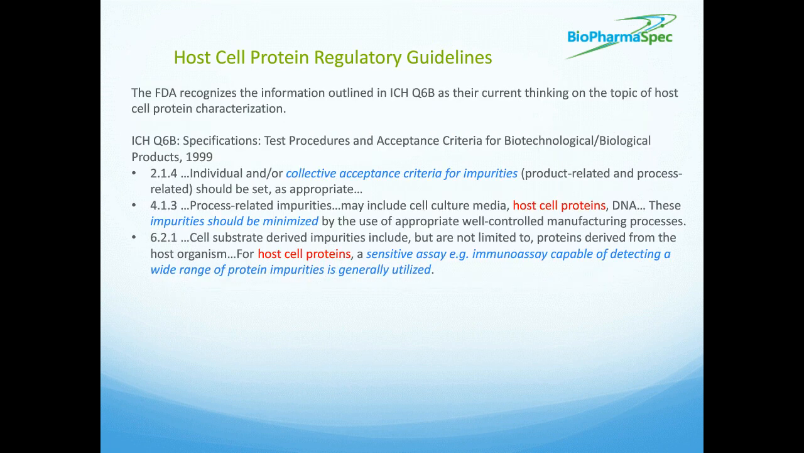The FDA, the U.S. regulatory body, recognizes the information outlined in the ICH Q6B as their current thinking on the topic of host cell protein characterization. In the Q6B, they discuss that criteria for impurities is required. Host cell protein is defined as an impurity. They say that impurities should be minimized throughout the manufacturing process. They also say that impurities should be screened using a sensitive assay, and ELISA isn't specified as the only assay that you can use.